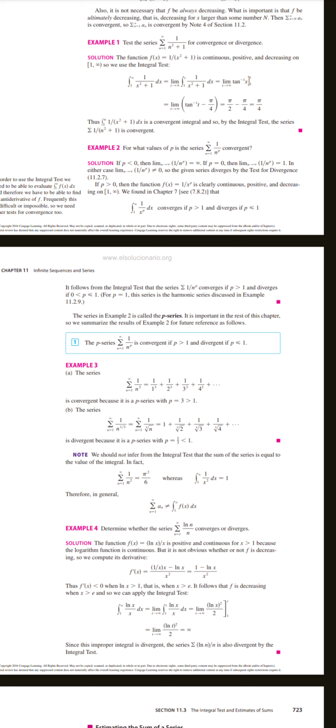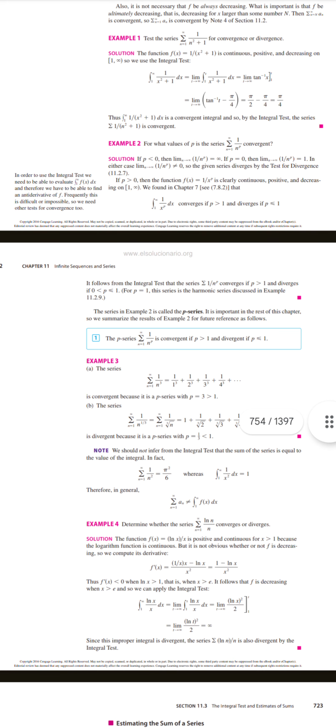Solution: if P is less than 0, then the limit as n approaches infinity of 1 over n to the P equals infinity. If P equals 0, then the limit as n approaches infinity of 1 over n to the power P equals 1. In either case, the limit as n approaches infinity of 1 over n to the P does not equal 0. So the given series diverges by the test for divergence.